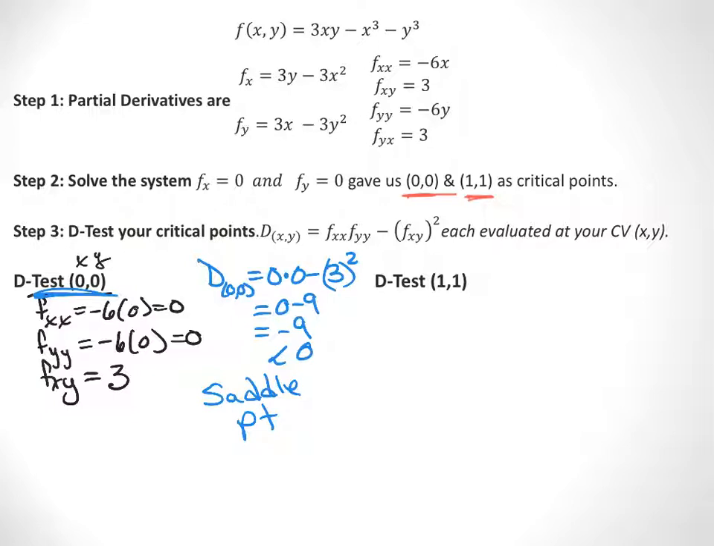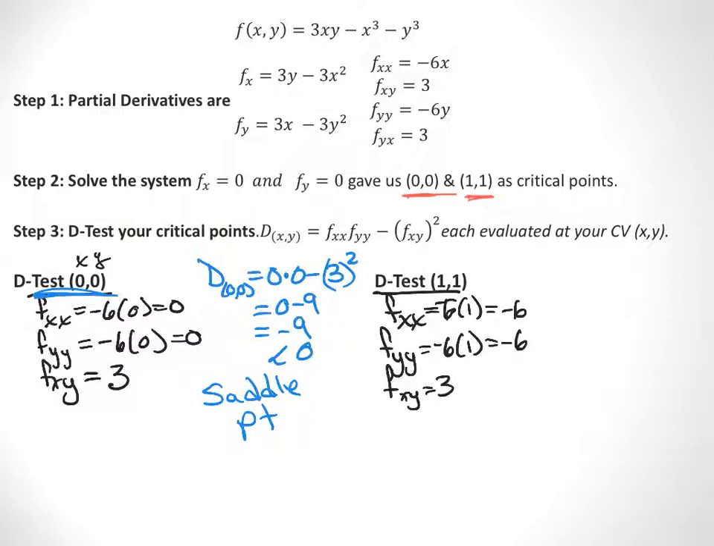Next, we come over and do the D-test for (1, 1). So we need f sub xx, again, negative 6 times whatever the x is, which is 1, gets negative 6. Sorry, that's a little sloppy. f sub yy is negative 6 times y, which is 1, so negative 6. The f sub xy is still 3.